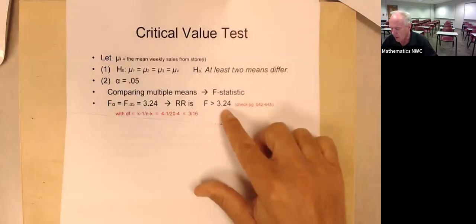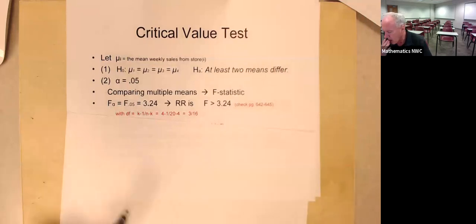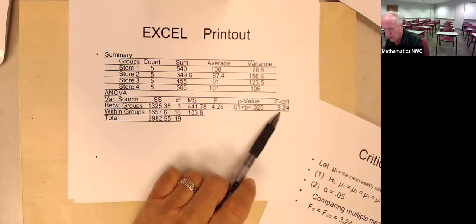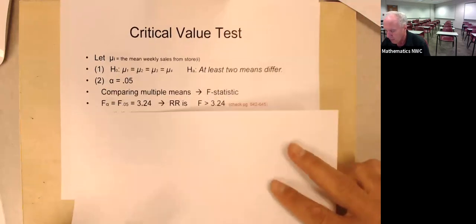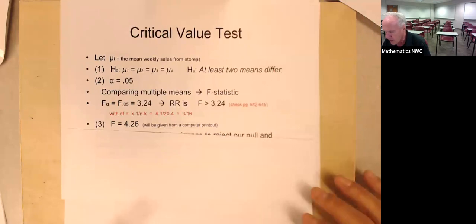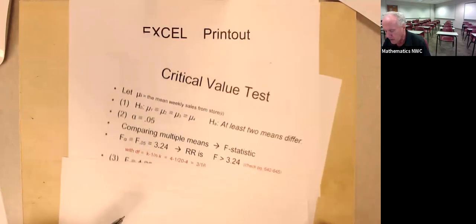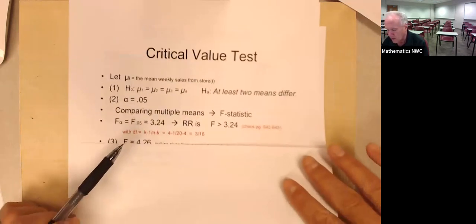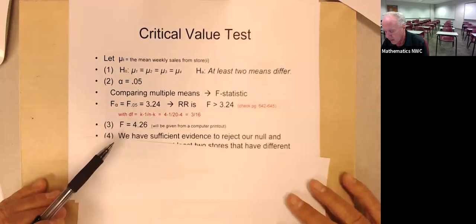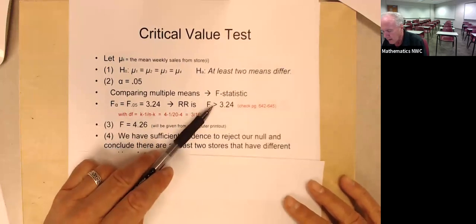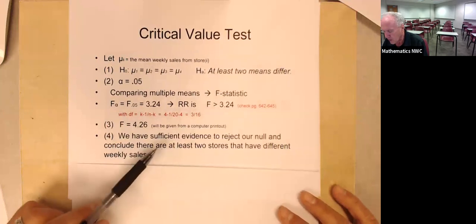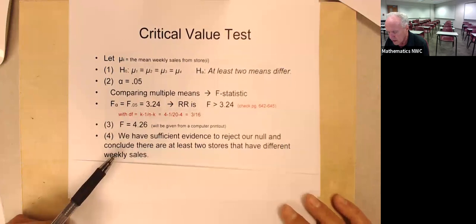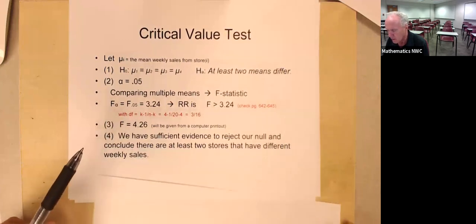I could have gotten that off the chart or off the printout. The printout, you remember, also gave me the critical value 3.24. The F statistic was given on the printout. Make sure that you know where that came from. Right here is the F value, 4.26. That is over my line. It's in the rejection region, sufficient evidence to reject, and I'll conclude there are at least 2 stores that have different weekly sales. Gave you 3 examples here.